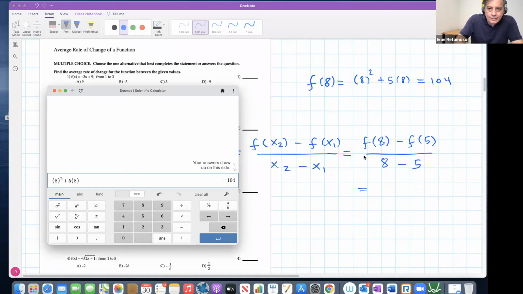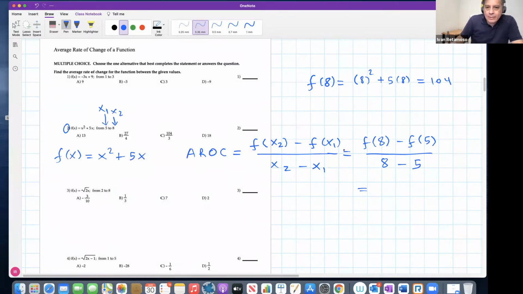So at 5, simply change this for 5. Same evaluation. Remember, x is just a placeholder on the function. This gives me 50 now. So the second evaluation, f at 5 was 5 squared plus 5 times 5, 25 plus 25, 50, right? 50, we got a calculator too.